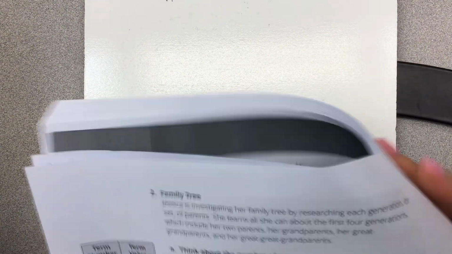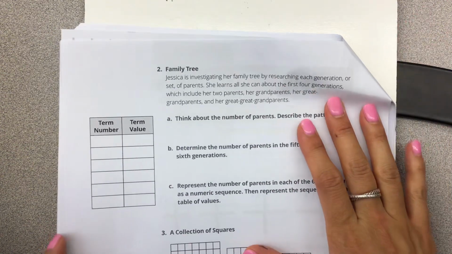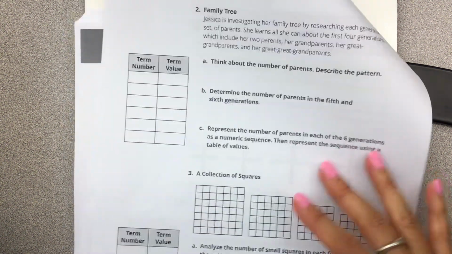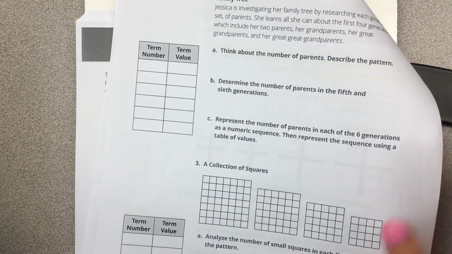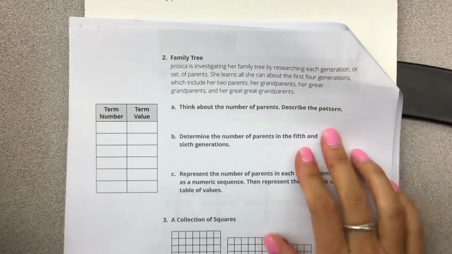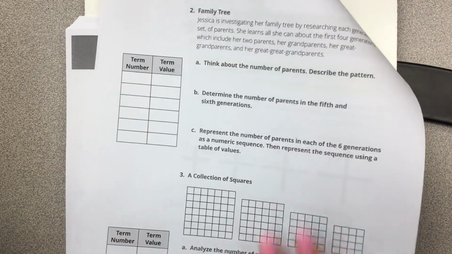Okay, we're going to flip the page to another pattern. This one's the family tree. So Jessica's investigating her family tree by researching each generation or set of parents. She learns all she can about the first 4 generations, which include her 2 parents, her grandparents, her great-grandparents, and her great-great-grandparents. So thinking about the number of parents, describe the pattern. So go ahead and pause the video. See if you can describe the pattern.